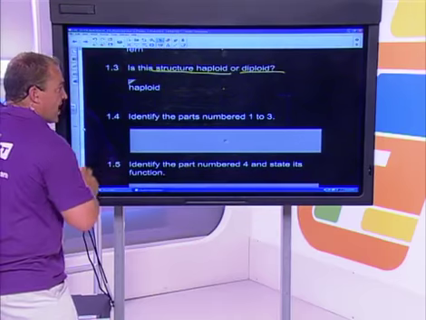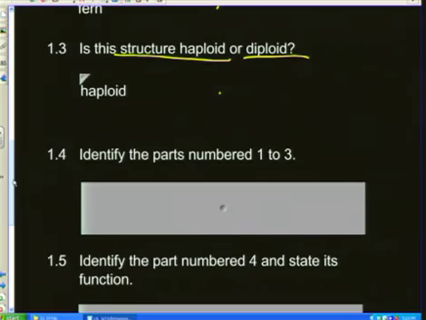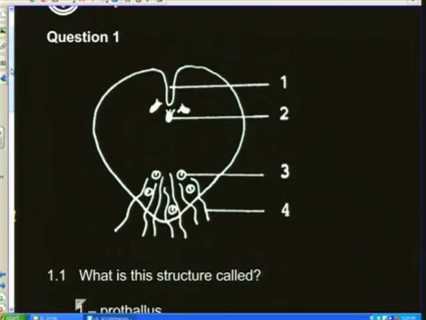Next one. Identify the plant parts labeled 1, 2, 3. So 1 and 2 and 3, not 1 and 3, 1, 2 and 3. If we go up, 1, we're looking at this part over here. So let me get my pen going. That part over there. 2, I'm looking at this specific part here. And 3, I'm looking at this specific part here. So 3, 2, and 1.